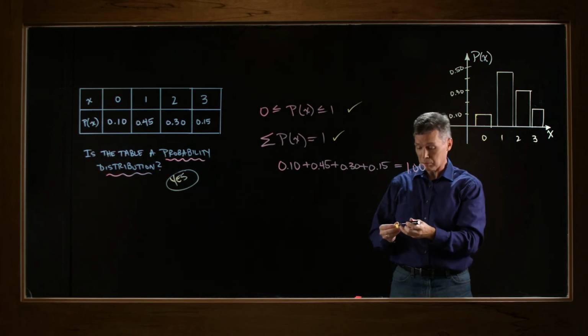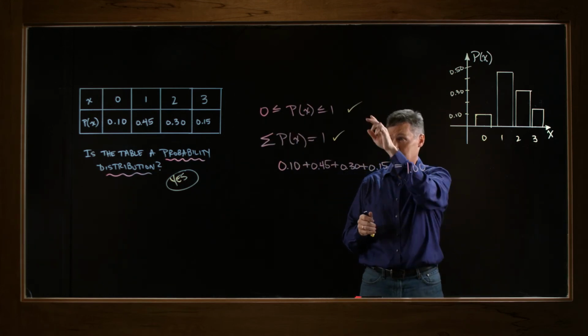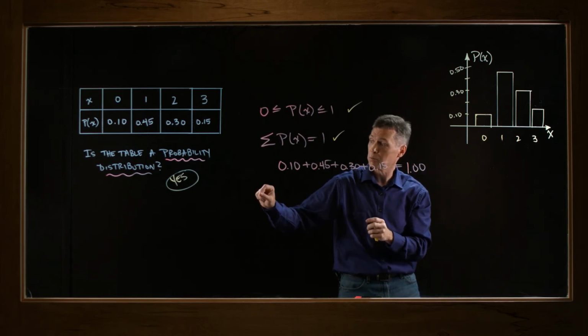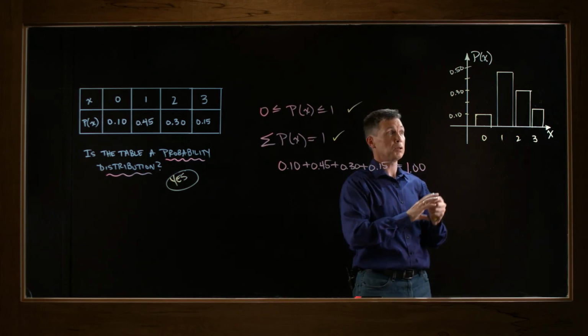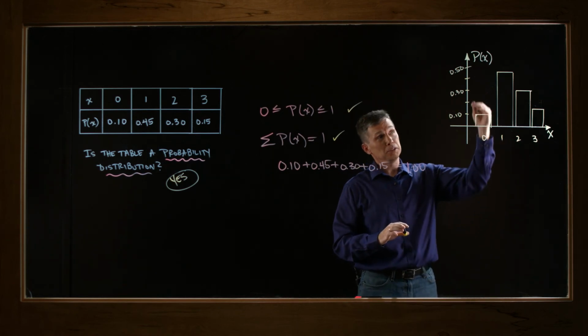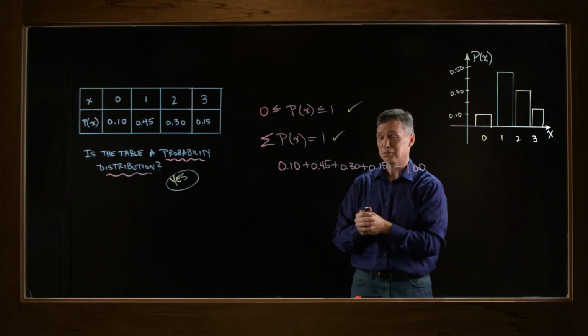So the problem was the given table. We had to decide if it was a probability distribution. So we checked those two conditions. Both were satisfied. So we decided that yes, it was a probability distribution. And then we drew our bar chart, which just had the different values of x along the horizontal axis, and above each one, the corresponding probability. Well, that should be a good answer for this problem.